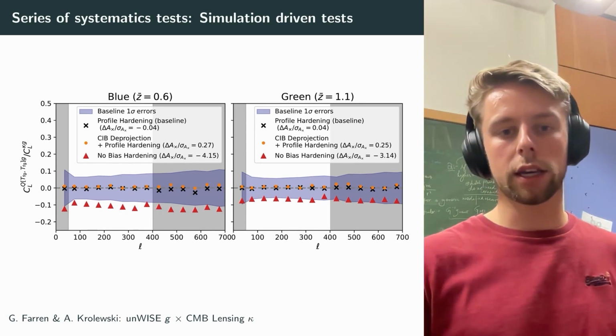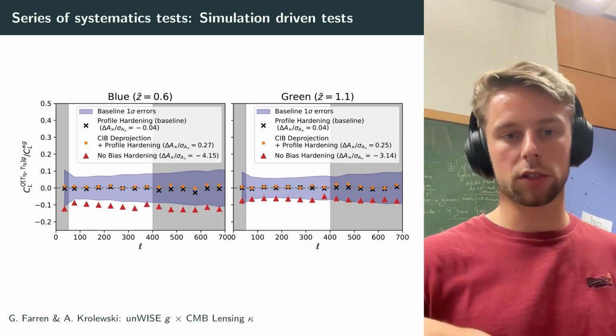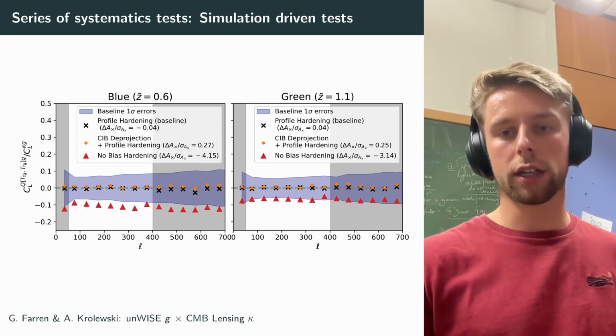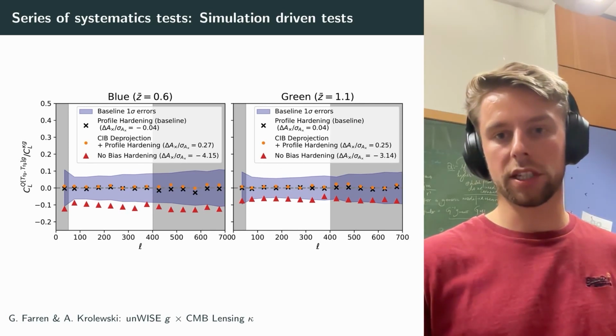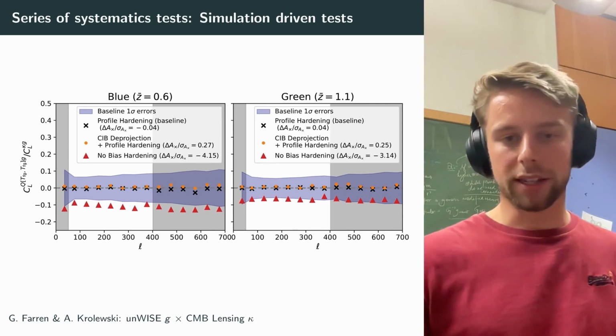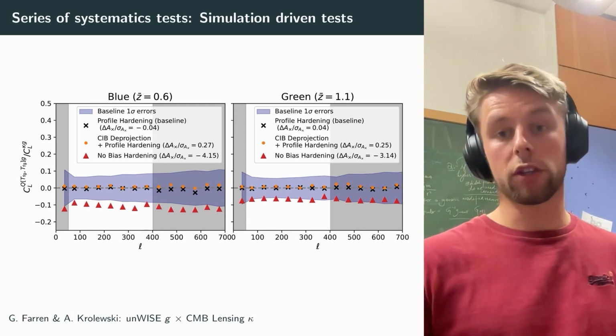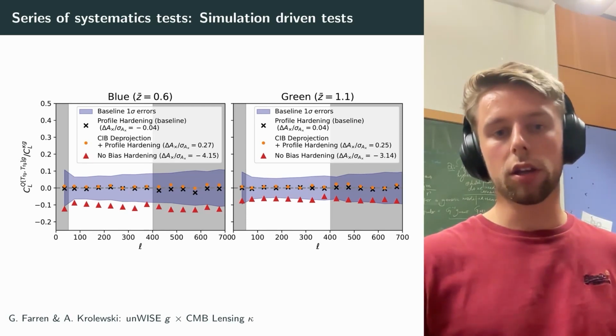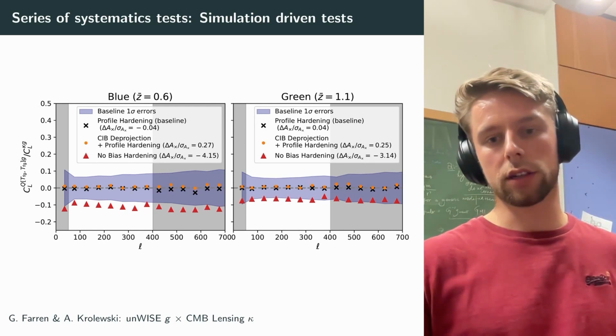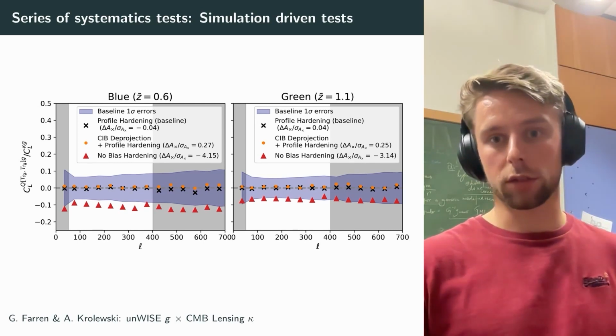You can see that with our baseline analysis, which uses geometric methods for hardening against contamination from tSZ clusters, we get a basically negligible bias. However, if you do no mitigation, then you get a very significant bias, which would change our results quite significantly.